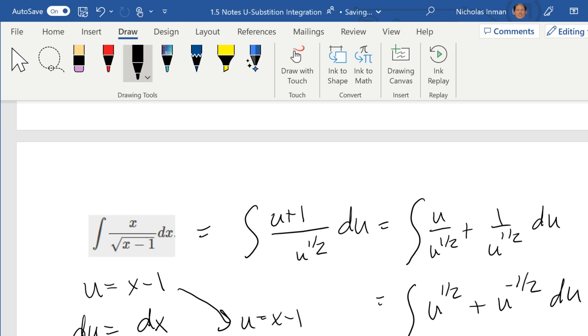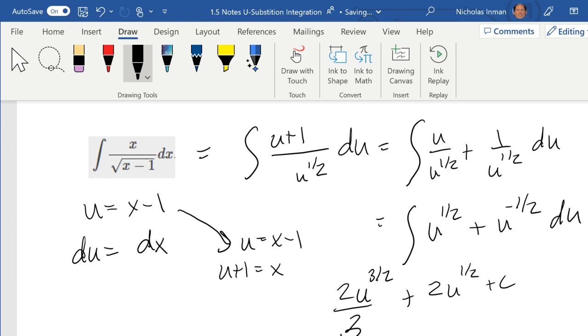U to the 3/2 times 2/3. Remember, same change, flip, multiply by the reciprocal. Instead of dividing by 3/2, multiply by 2/3. All right, add 1 to negative 1/2. That's positive 1/2. Divide by 1/2. That is actually a times by 2 plus c. And then resubstitute back in 2/3 our u, which was x minus 1, plus 2 times our u.